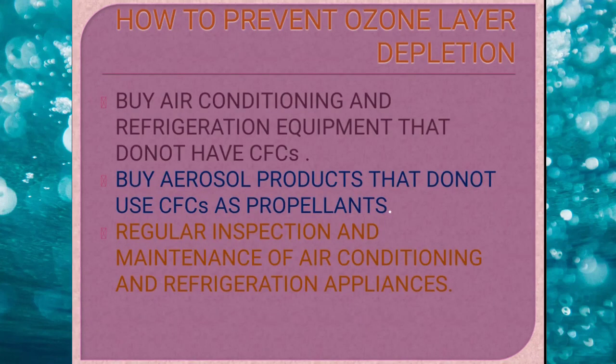How to prevent ozone layer depletion? Buy air conditioning and refrigeration equipment that don't have CFC. Buy aerosol products that don't use CFC as propellants. Regular inspection and maintenance of air conditioning and refrigeration appliances will help us to reduce depletion of the ozone layer.